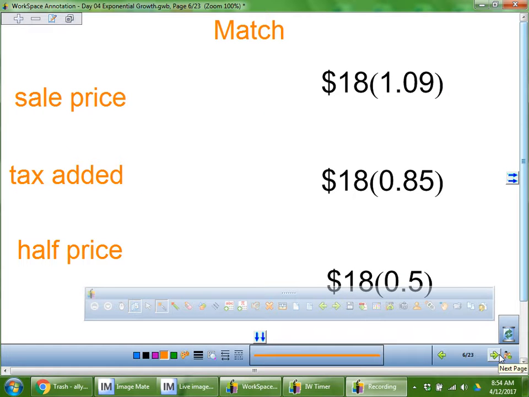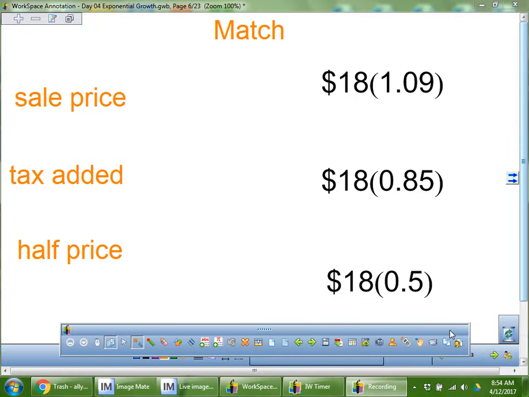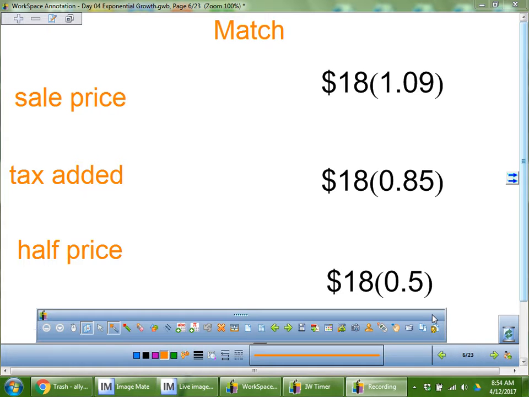Alright, so here are 3 scenarios. We have a sales price of something. Something's on sale. We have tax being added to something. And we have something that's half price. So 3 different things. They're all, whatever, I don't know what we're buying, but it's worth $18. Okay? So, something's worth $18, and each of these represent how much you're going to actually pay. So I'm going to give you about 2 minutes to see if you can match them.